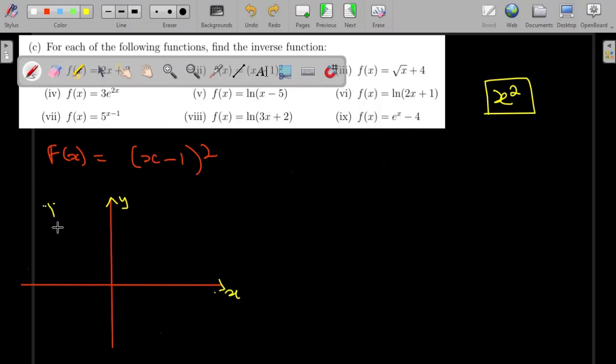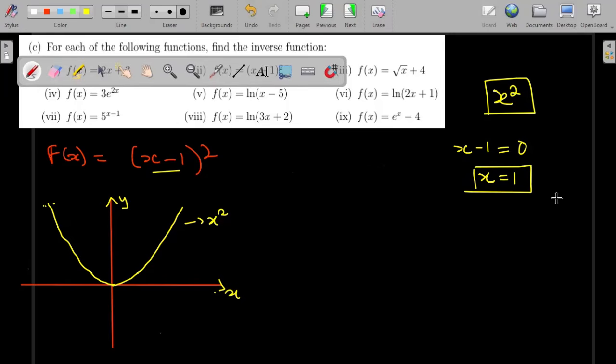This is the graph of x squared. Now here we see it is x minus 1, meaning the turning point has moved to the right by 1 unit. How do I know that? You take whatever is in the brackets. This is called graphing by transformation. You equate it to 0 and solve for x, which is 1. So the turning point has moved to x equals 1, but y is still 0. It has moved 1 unit to the right, so it's somewhere here, this is my 1 there. The graph will be this graph here.